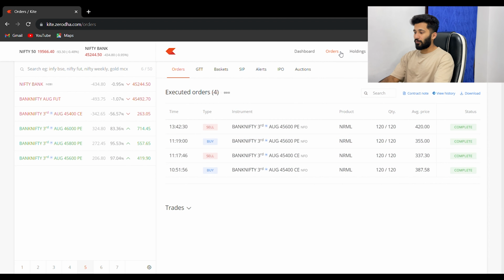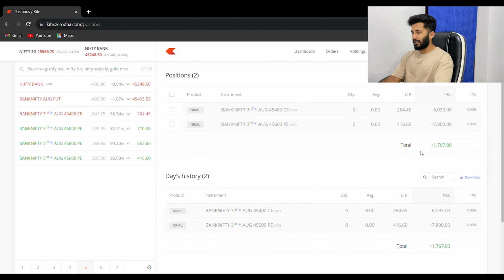Okay, so 420, you can have a look at the order book. How was our first trade? 387 was the entry price, and then we recovered the loss with the profit of 1760. Okay, sorry for that.